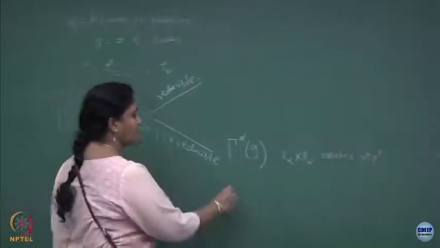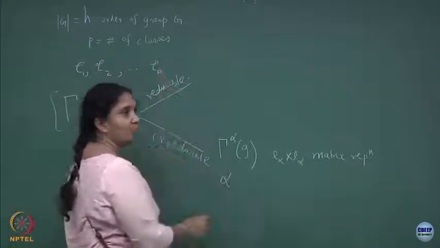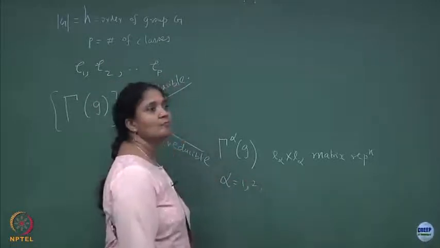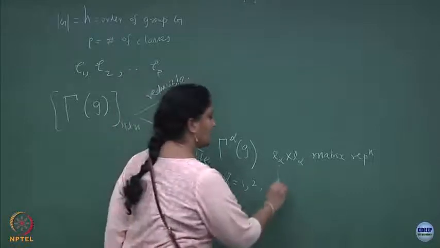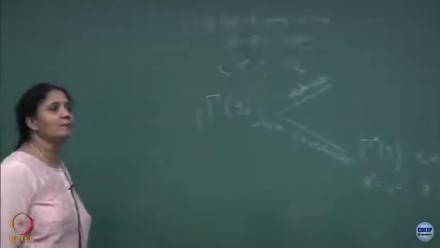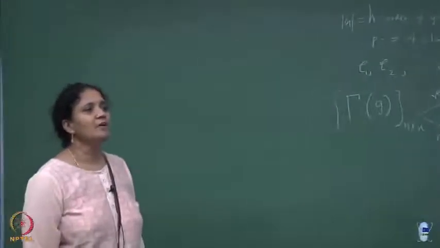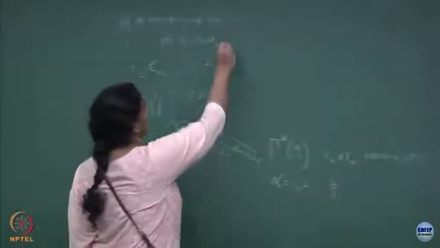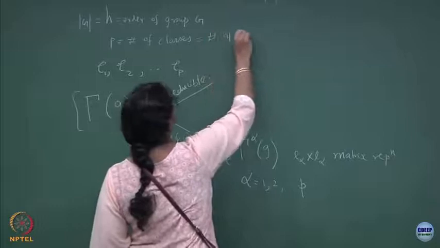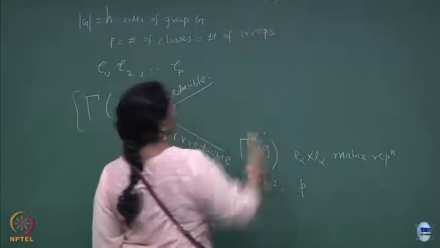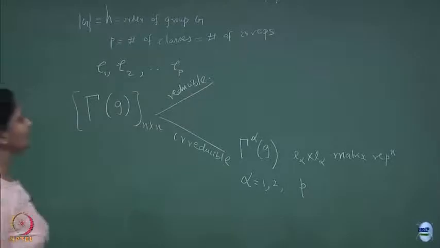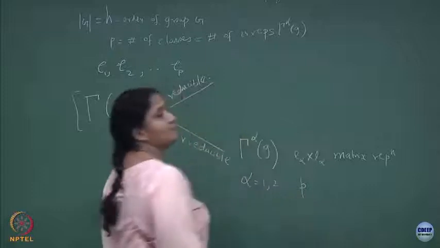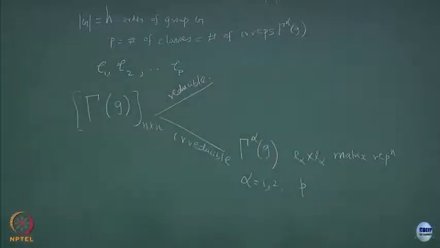And how many alphas are there for this specific group? Alpha will take values 1, 2, up to the number of classes. The number of irreducible representations for the group will be equal to the number of classes, which is one of the postulates. Irreps is the shorthand notation I use for irreducible representations. Is this clear? Notations are getting clear?